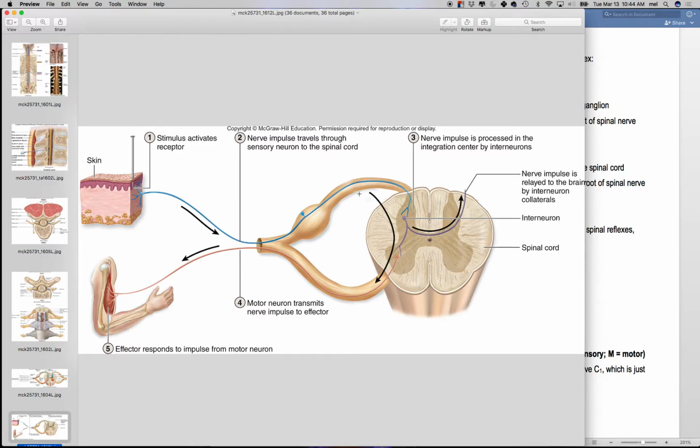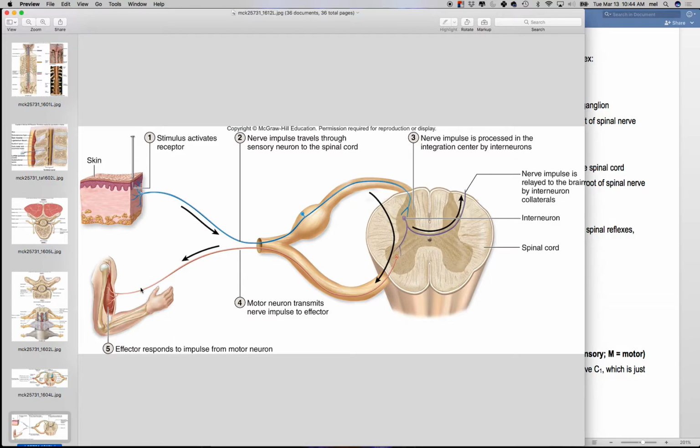Somatic sensation because it's coming from skin, and what about motor? Somatic motor because it's going to skeletal muscle. Yes, that makes sense? So this is a simple somatic sensation reflex, right? And what they're doing is they're poking you with a pin and actually getting a response.